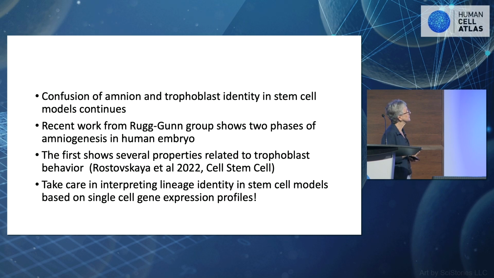So it just means that whenever people are trying to really interpret lineage identity in these stem cell models using single cell expression profiles, you have to be very, very careful. And the initial annotation of your gold standard trajectory is important, but you have to be very careful that when you're annotating a cell as amnion versus trophoblast, that you use not just 1 or 2 markers, but that you really use the full trajectory of the model.